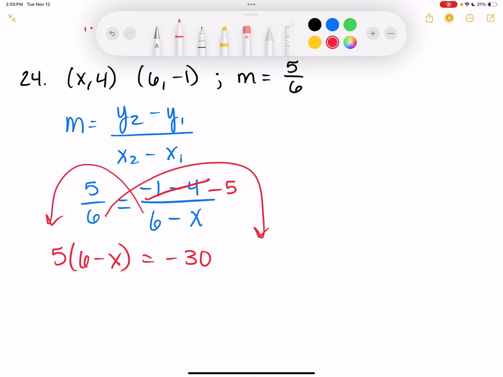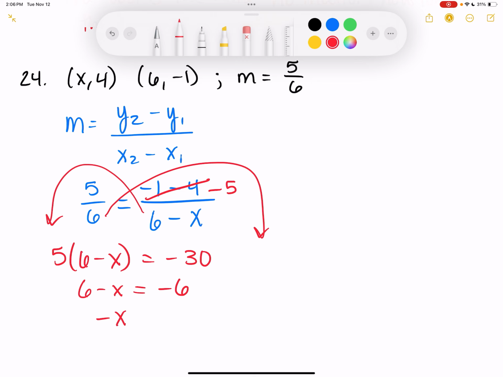And now I just have an equation with one variable, a multi-step equation that I need to solve. I would divide by 5 here. So divide by 5 on both sides. What do I get on the right when I divide by 5? 6 minus x equals -6. Okay. Subtract 6 from both sides.